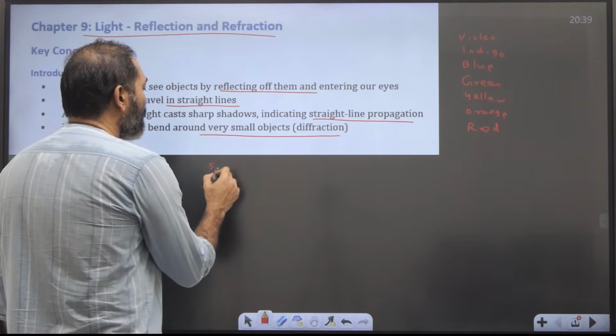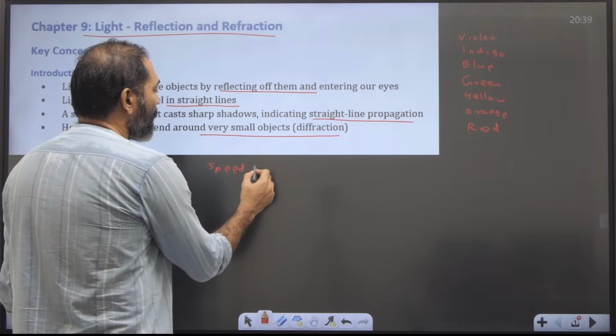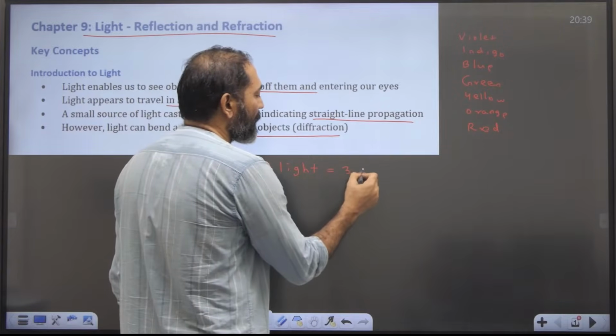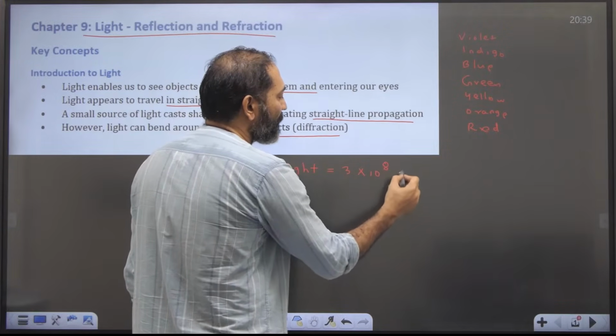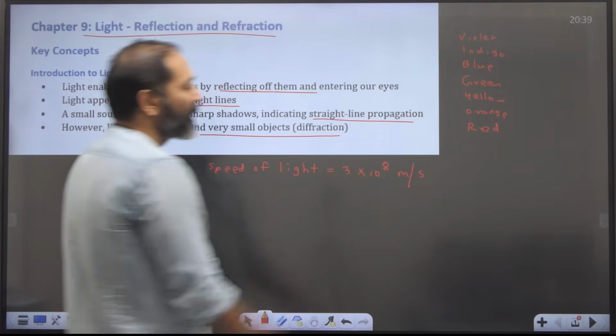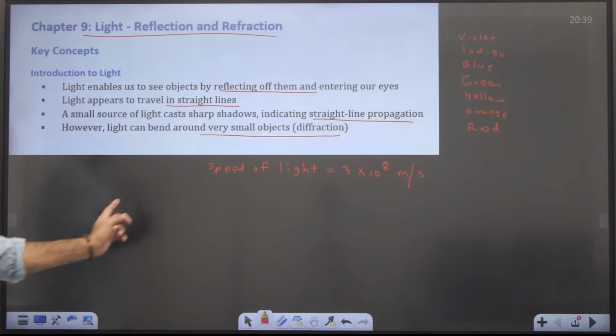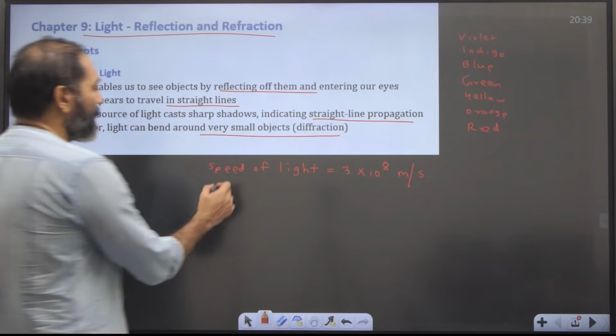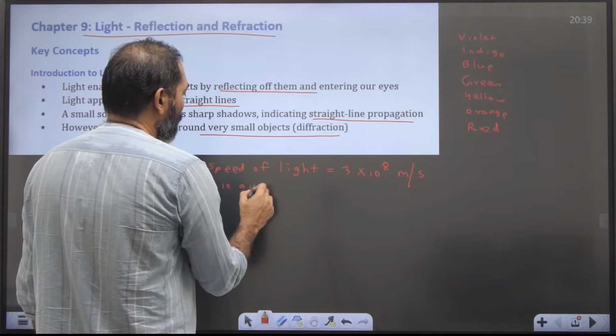Now, what is the speed of light? The speed of light is equal to 3 into 10 to the power 8 meters per second, in air or vacuum.